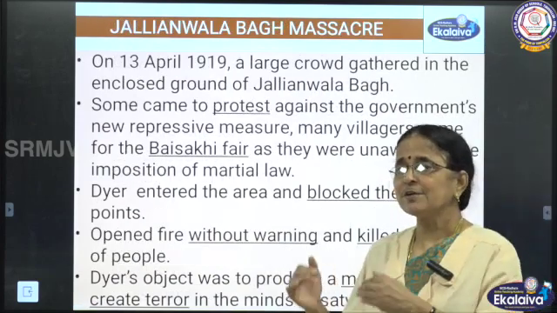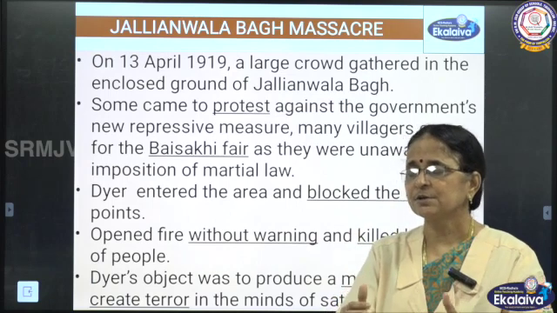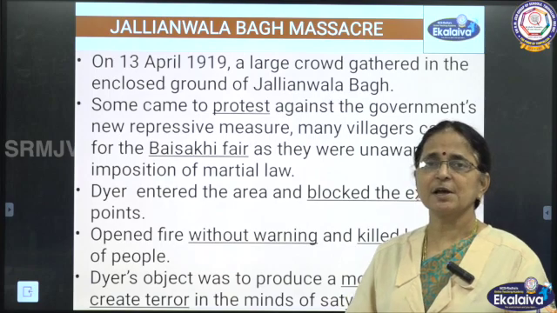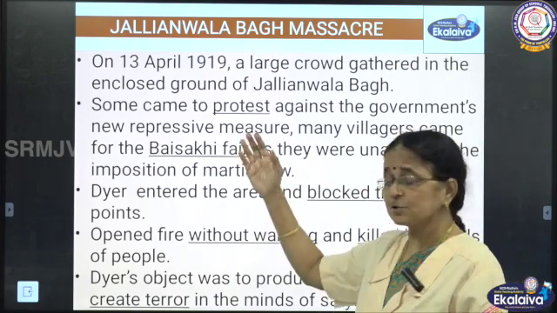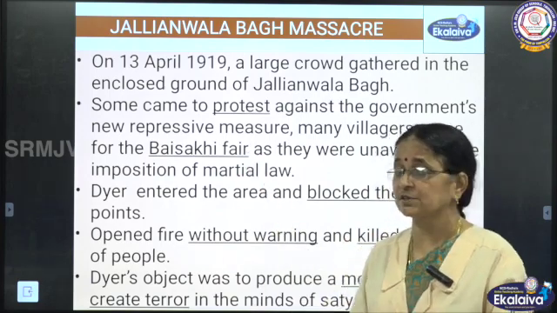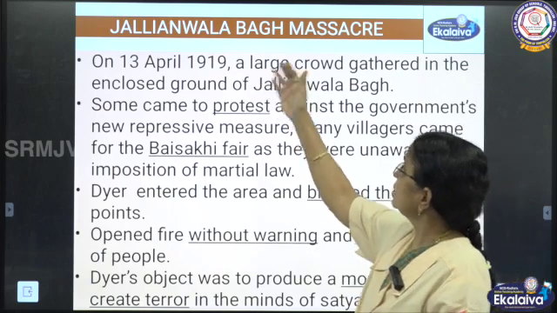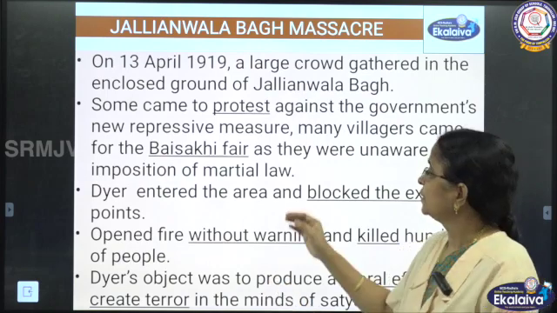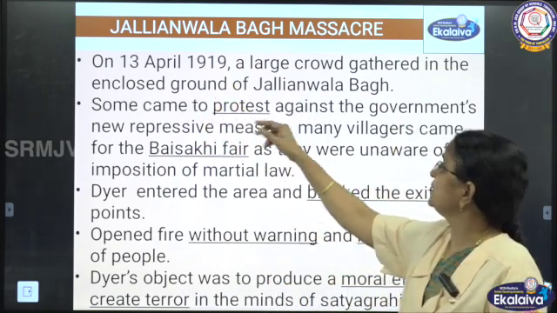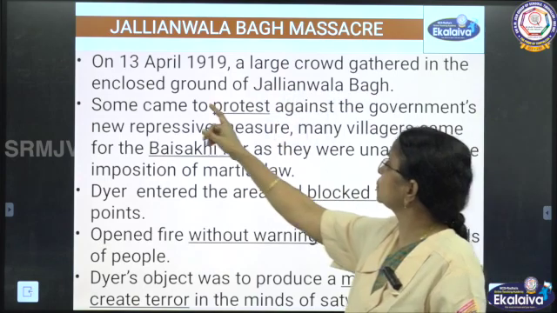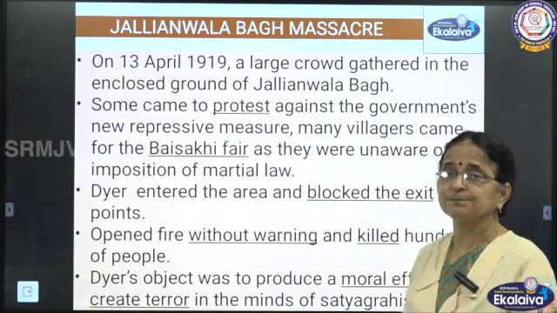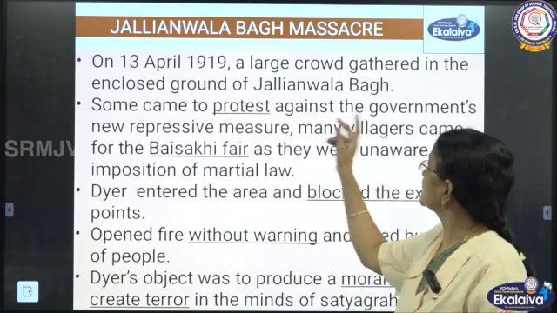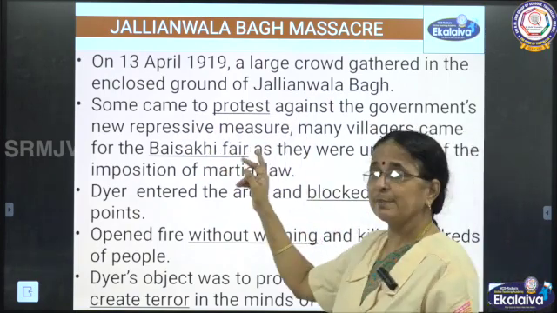Now, we have seen the Rowlatt Act, the cause for the Rowlatt Act and the consequence of the Rowlatt Act. This is also a cause, a continuation, the sequence. Jallianwala Bagh Massacre is an important event in Indian history. On 13th April 1919, a large crowd gathered in the enclosed ground of Jallianwala Bagh. It is a place in Amritsar. Some came to protest against the government's new repressive measure.